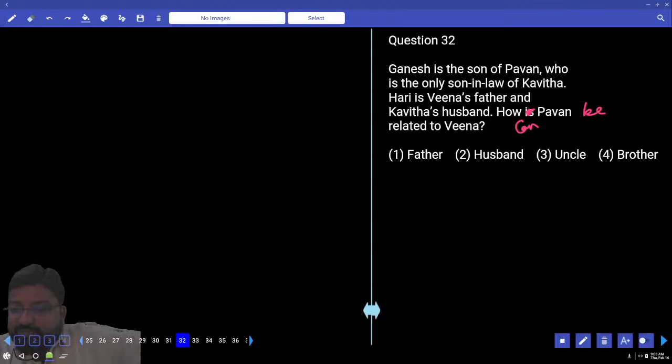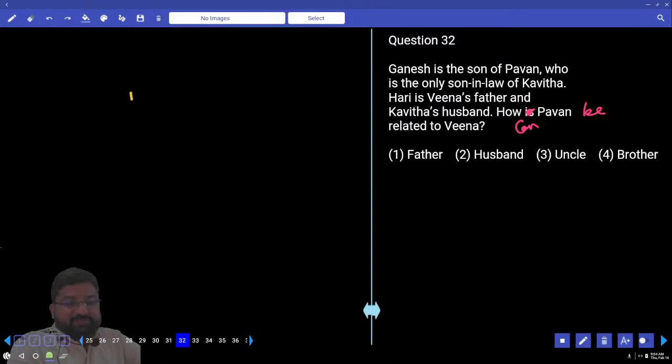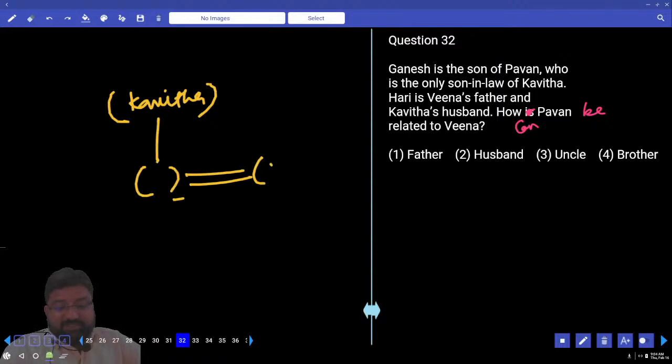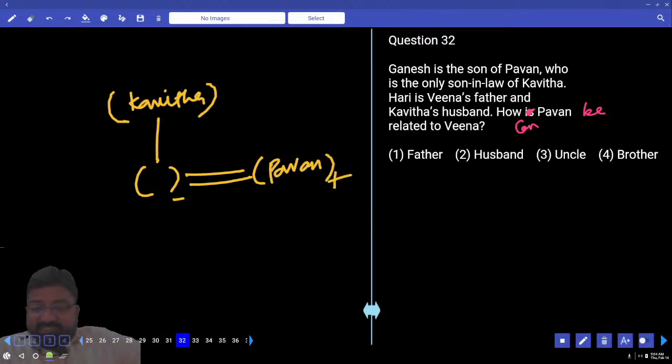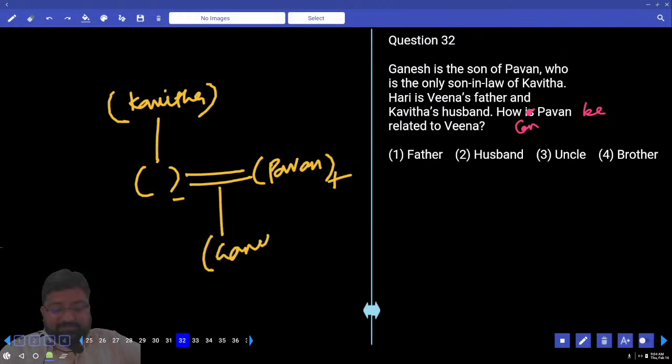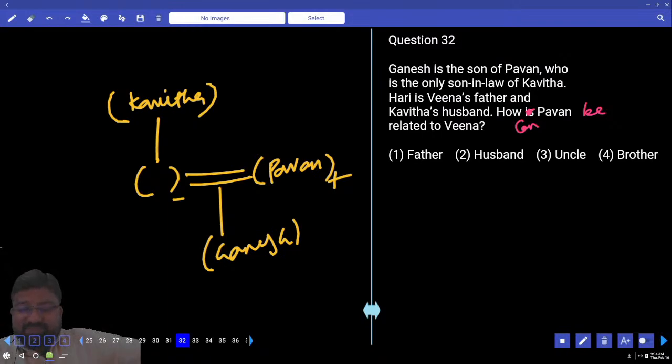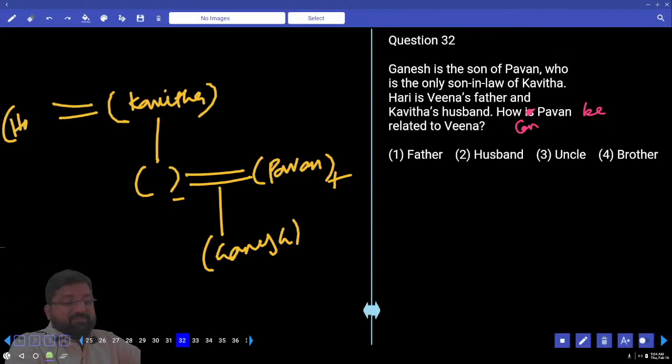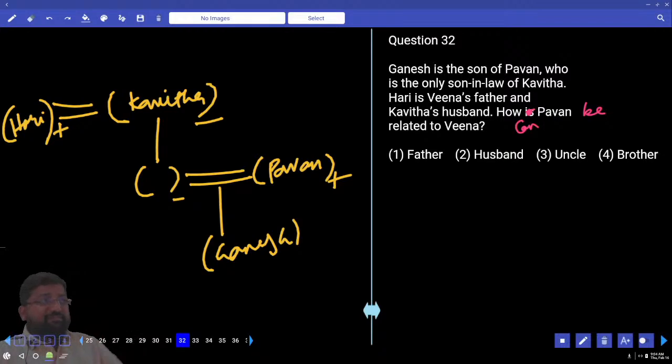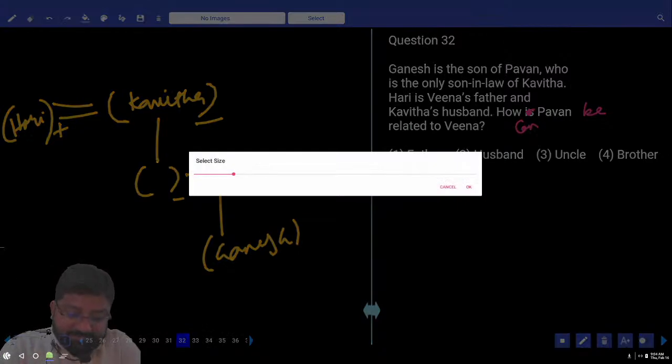Ganesh is the son of Pavan. Pavan, who is the only son-in-law of Kavita. Kavita's son-in-law. Who is he? Son-in-law means your daughter's husband. Who? Pavan. And Ganesh is the son of Pavan. Hari is Veena's father and Kavita's husband. Veena's father, now I have a problem here.